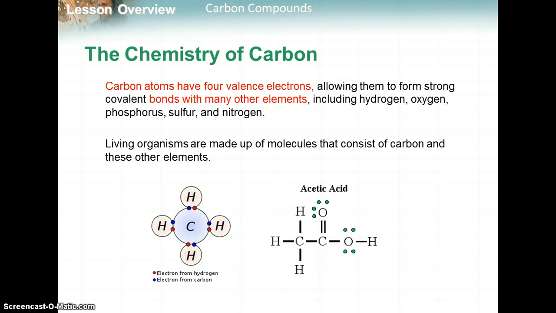Pretty much, the most bonds an atom can form with any other atom is 4. Carbon is one of the elements that can bond the most compared to the other life-based elements: hydrogen, oxygen, phosphorus, sulfur, nitrogen. All of those other ones can't form as many bonds as carbon can. This allows carbon to form the backbone of all of our life-based molecules because it can bond with so many different elements. So living organisms are made of molecules that consist of carbon and these other elements written up above.